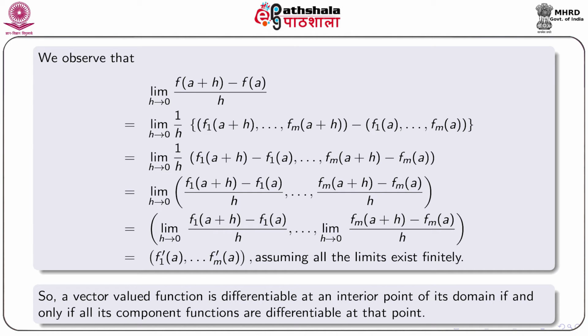Now, we are going to use the definition of limit to find a simplified version for f dash A. We are finding the limit of f of a plus h minus f a by h as h approaches 0. So, let us first write down f of a plus h and f a in terms of their components. So, what we have is f 1 of a plus h minus f 1 a by h up to f m of a plus h minus f m a by h. We calculate the limit of this vector as h approaches 0. So, finally, what we have is the m tuple f 1 dash a up to f m dash a. Here we have assumed that all the limits exist finitely. From this, we conclude that a vector valued function is differentiable at an interior point of its domain if and only if all its component functions are differentiable at that particular point.